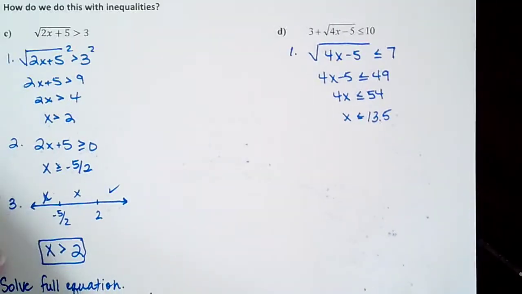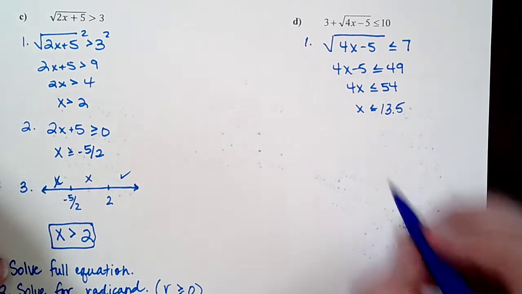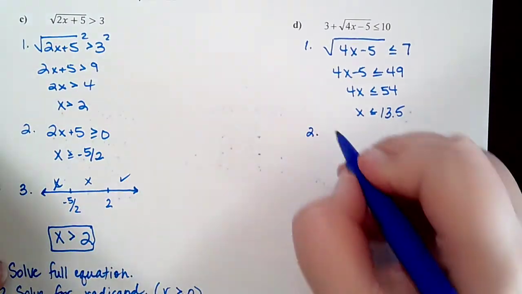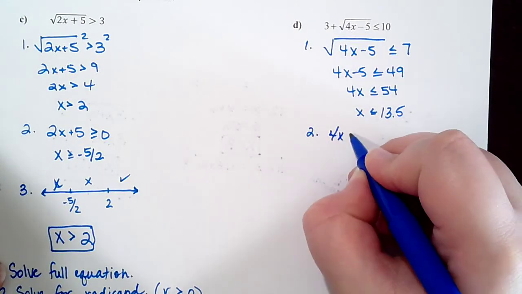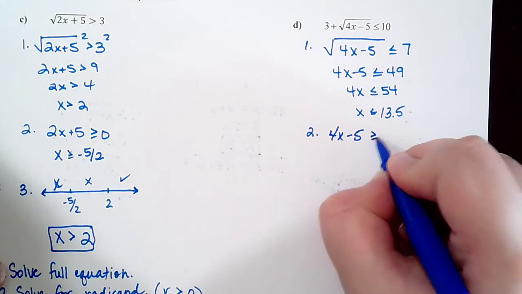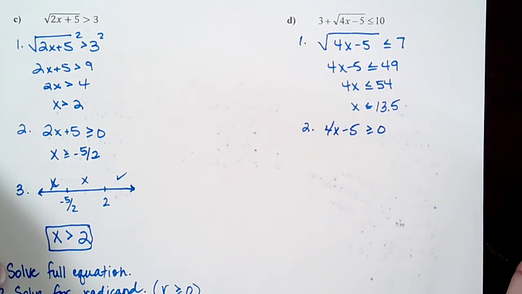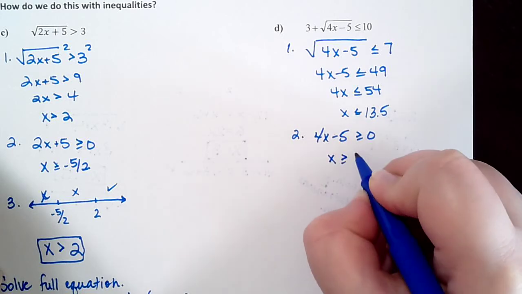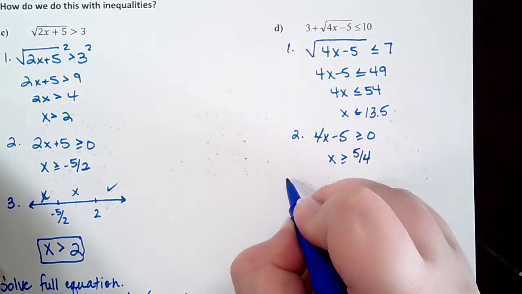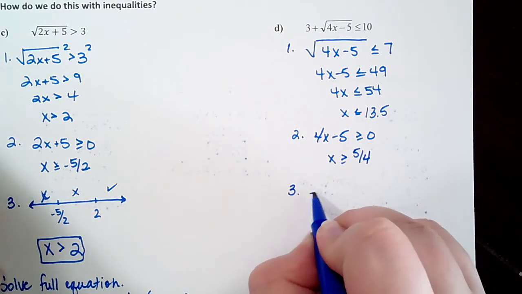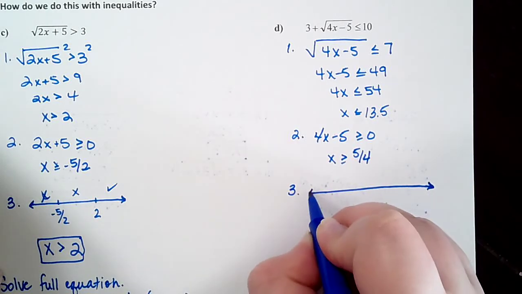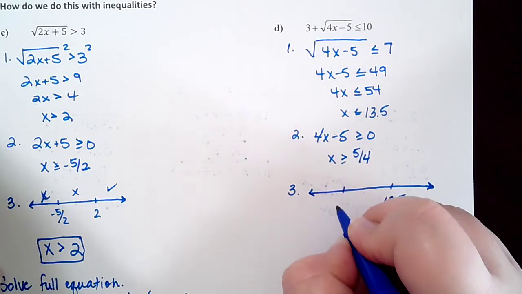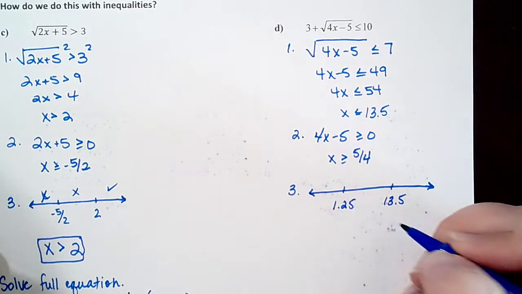There's our first critical value. We got that from solving the full equation. Our second critical value is found when we take whatever is inside the radical and say it's got to be greater than or equal to 0, otherwise that square root breaks. This tells me that x is greater than or equal to 5/4. Taking those pieces of information, throwing them on a number line here, I get 13.5 and 1.25.